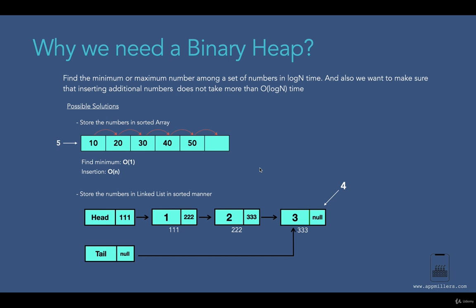So the only solution left is binary heap. With the use of binary heap, we can find the minimum or maximum number from a set of numbers in O(log n) time. And the power of binary heap is, when we want to insert a node, it does not fail like an array or a linked list. It guarantees us that the insertion will take O(log n) time complexity. Now hopefully everything is clear about why we need a binary heap.